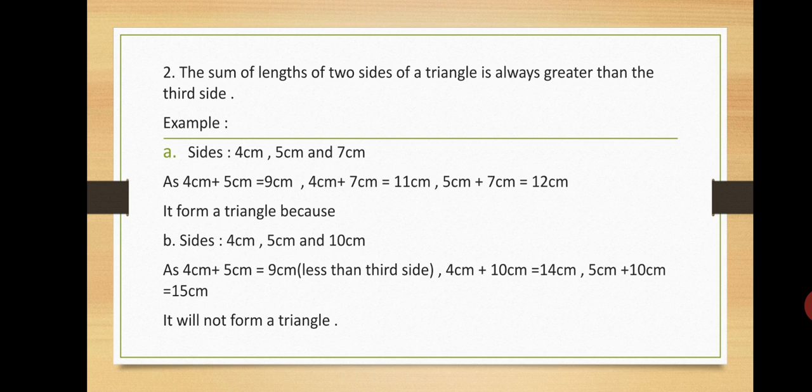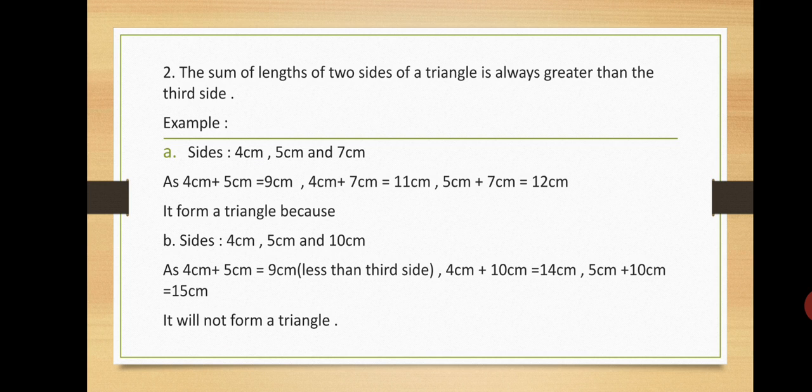Again, 4 plus 5, 9. 9 is greater than the third side. Which side is left? 7 centimeter. 9 is greater than 7. 4 plus 7 is 11. Which side is left? 5 centimeter. So 11 is greater than 5 centimeter. 5 centimeter and 7 centimeter, that is equal to 12 centimeter. It's again greater than 4 centimeter. This means the sum of the lengths of two sides is always greater than the third side. So this means it forms a triangle.